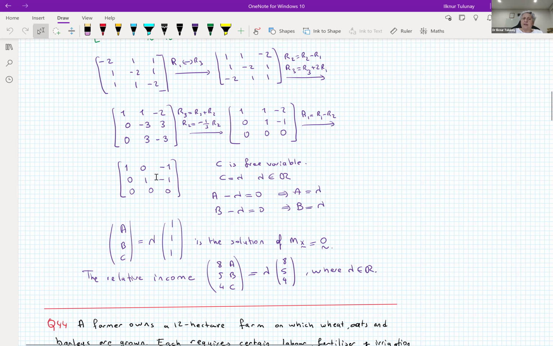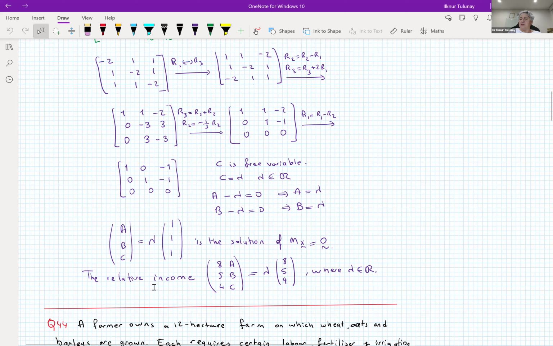This row implies that B minus C is equal to 0. In another way, B minus lambda is equal to 0, so B is equal to lambda. So all we have, A, B, C, is lambda, lambda, lambda. So A, B, C is lambda times 1, 1, 1, which is the solution space for this homogeneous equation system.